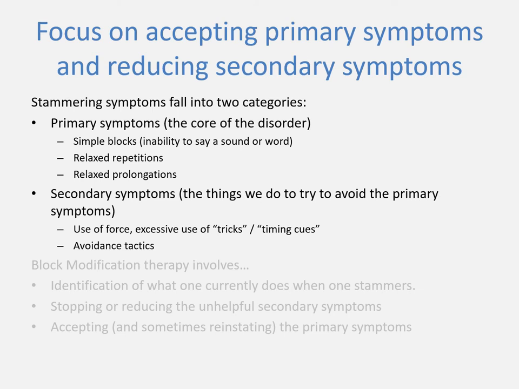To be able to understand how block modification therapy works, it's important to know some details about how stammering tends to change over time. When stammering first starts, most often its symptoms are relatively mild, consisting mainly of relaxed repetitions and prolongations of sounds and words. In about 80% of cases, the tendency to produce these relaxed repetitions and prolongations gradually subsides and the stammer disappears. However, the remaining 20% of stammerers become self-conscious of their repetitions and prolongations and start trying to suppress or avoid them.